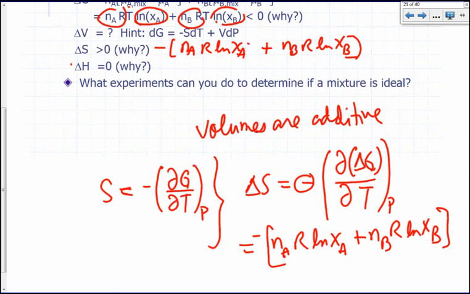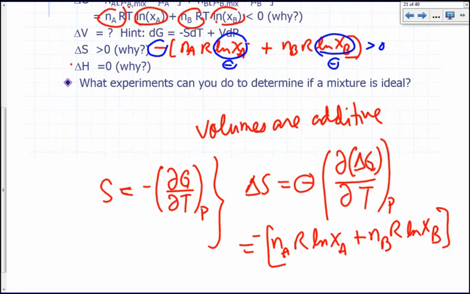And why would that be a positive number? Well, remember we said the natural log of a mole fraction is a negative number. So negative plus negative, the whole thing inside the bracket is negative, but you have a negative term outside, so that's a positive delta S.